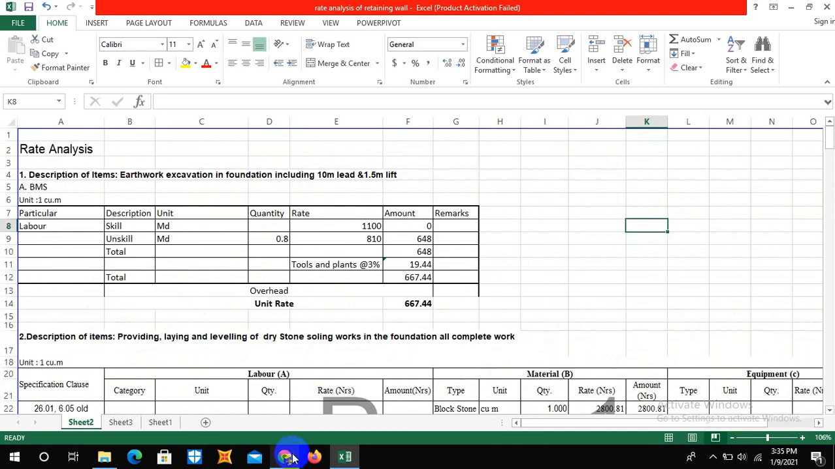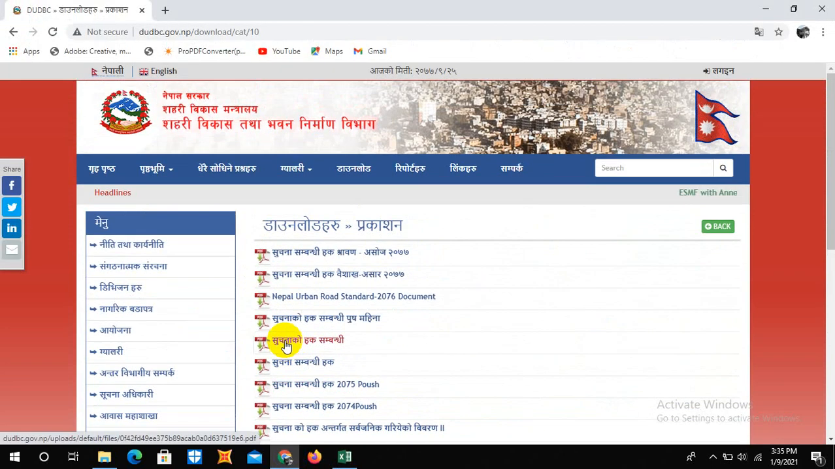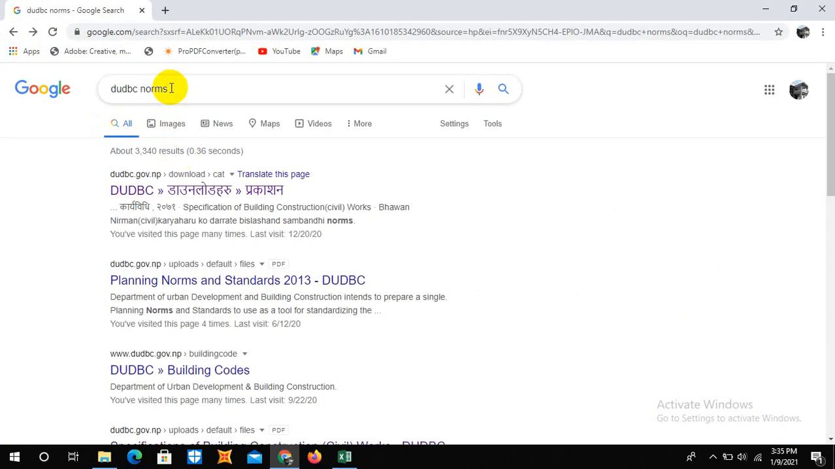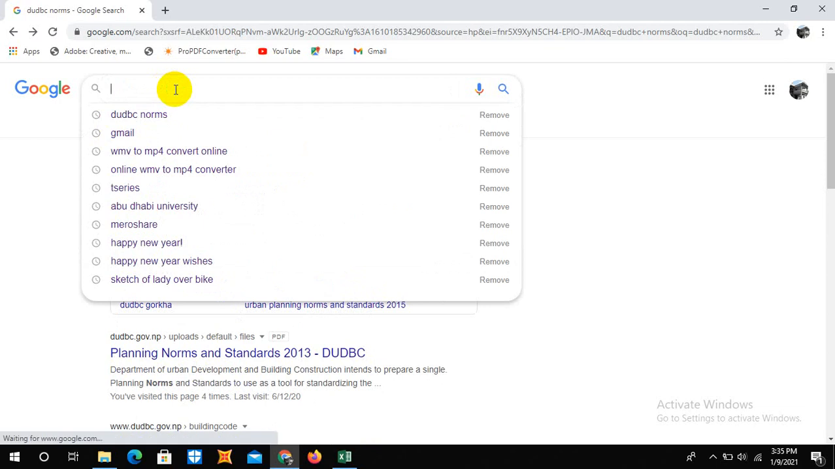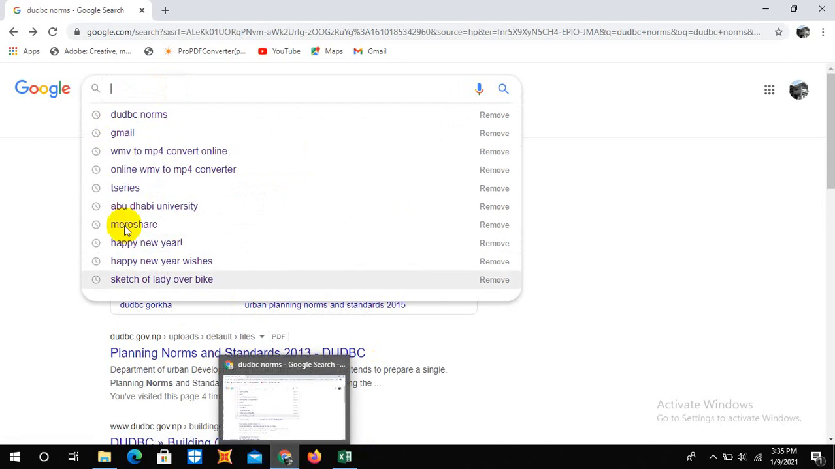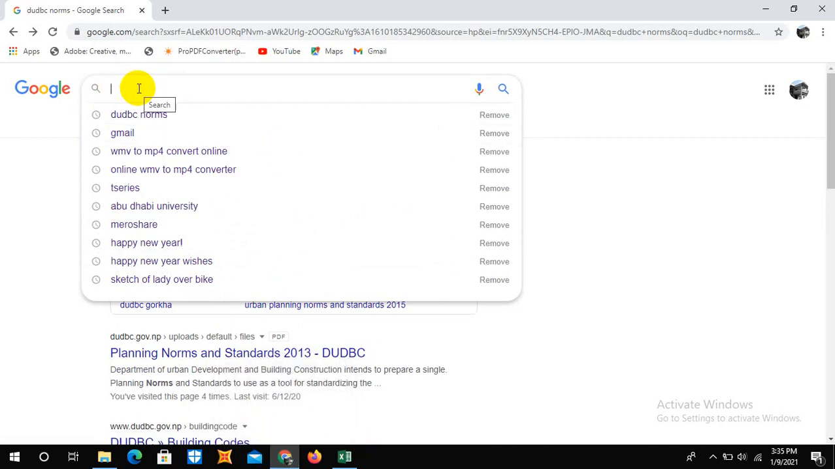In the context of Nepal, for the rate analysis of a retaining wall, certain norms are necessary, not only in the context of Nepal, but in the whole world. To perform some works, norms and certain specifications are required. So I am saying this in the context of Nepal. At first, go to your Chrome browser and then type DUDBC Norms.